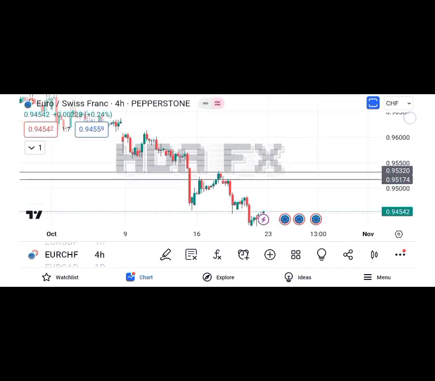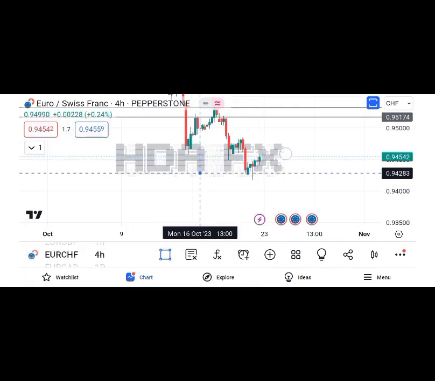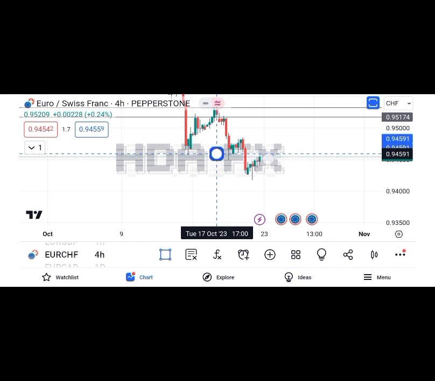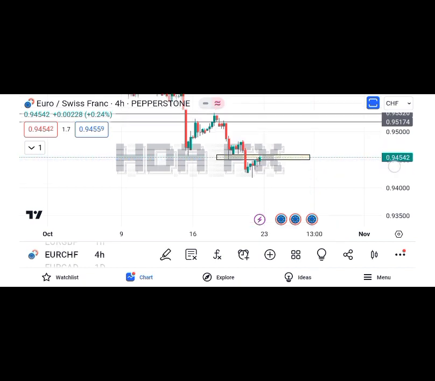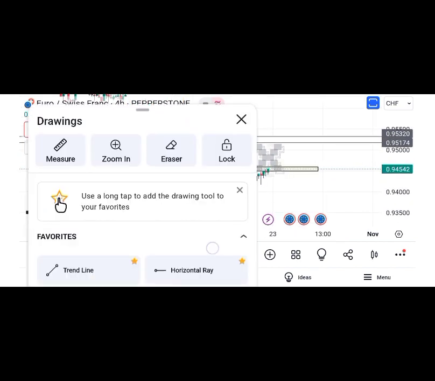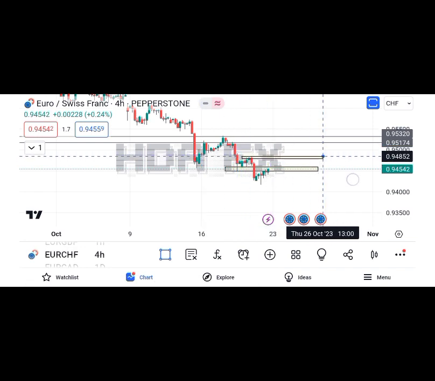So on the 4-hour time frame, we have this zone here. We have this zone of interest here where price has gotten to now. And we also have another zone of interest here. We also have another zone of interest here on the 4-hour time frame.